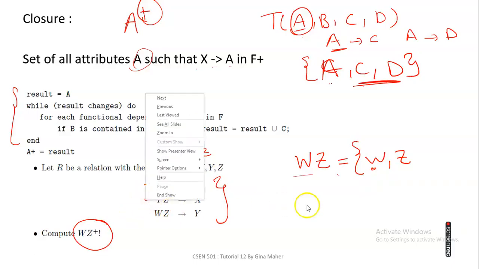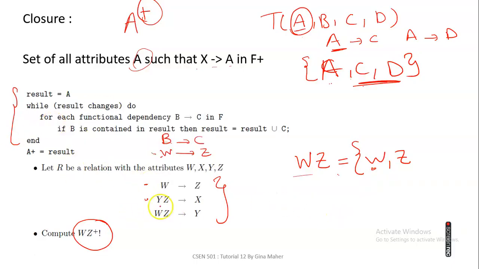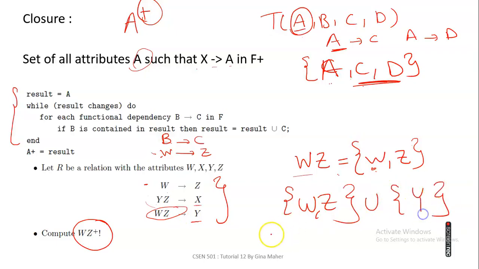Check the next one. We are going to check each functional dependency. Y, Z together are found in the result? Actually, no. The Z is found, but the Y is not found. So we cannot add anything to the result. W, Z together are found? Actually, yes. W, Z are found. So we are going to make the result, which is W, Z, union the C in this case, which is Y. So the new result will be W, Z, Y.